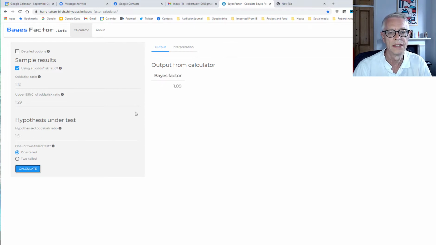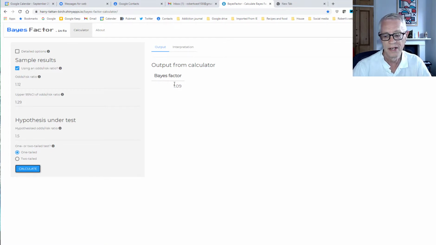So you calculate it, and it comes up with a Bayes factor of 1.09. Well, a Bayes factor is in effect a likelihood ratio, so if the Bayes factor had come out as 1, that would mean that the likelihood of H1 versus H0 was exactly the same. There was really nothing to choose between them on the basis of these data. That would mean that having done this study, we actually know no more than we did before we did the study, which happens.